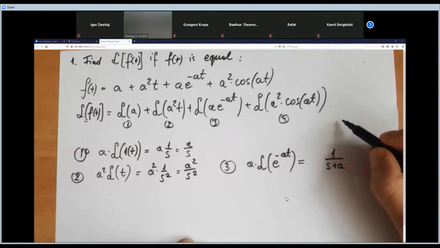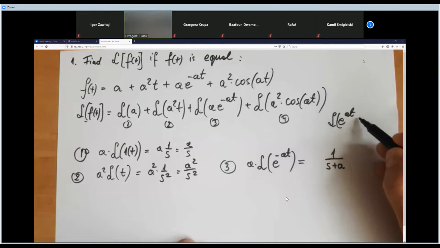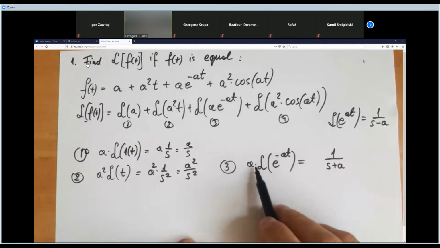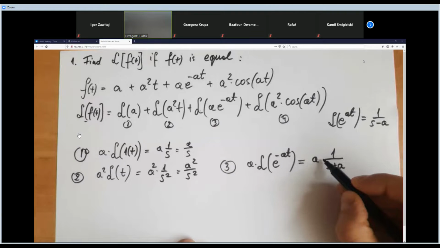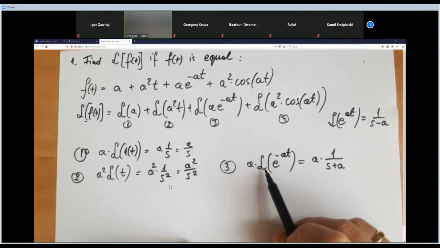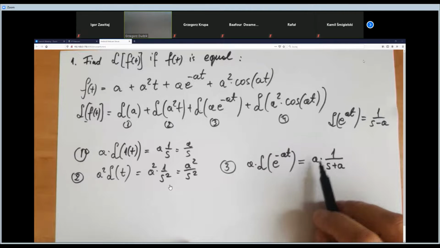So we have to remember it. Please write down some notes here. The Laplace transform of e to the at is 1 over s minus a. Great. And again, I have the constant value, which was previously moved outside the Laplace transformation function. So as you see, I've got a over s plus a.